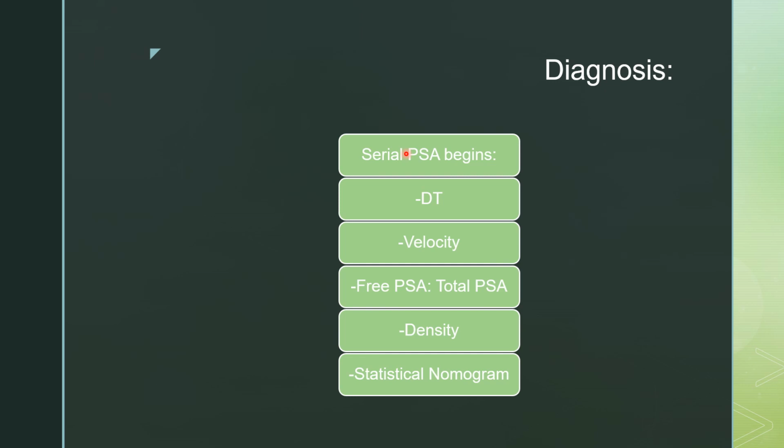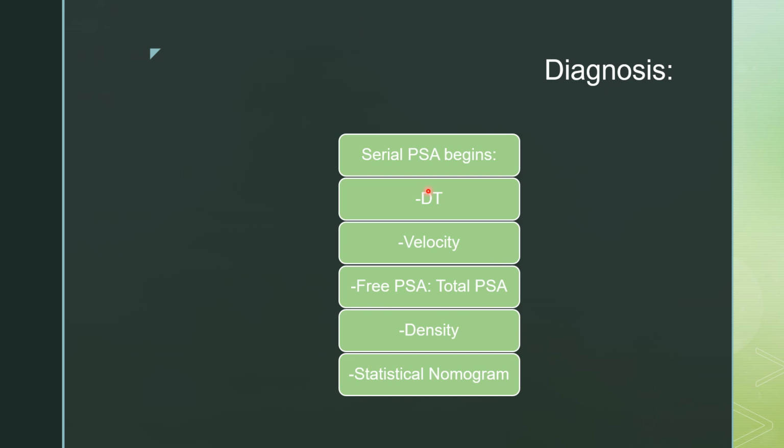Then, when we've observed all the rules, and then the serial PSA is on, we will start observing some things. We will check the doubling time of the PSA. That is how long it takes for the PSA to double. For example, from 0.5 nanogram per mil to 1.0 nanogram per mil, or from 1.0 nanogram per mil to 2.0 nanogram per mil. We want to observe that.